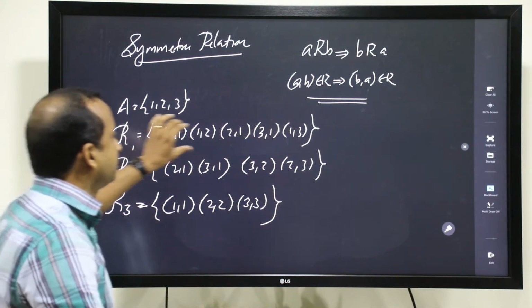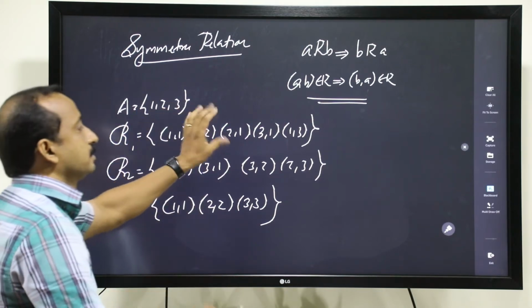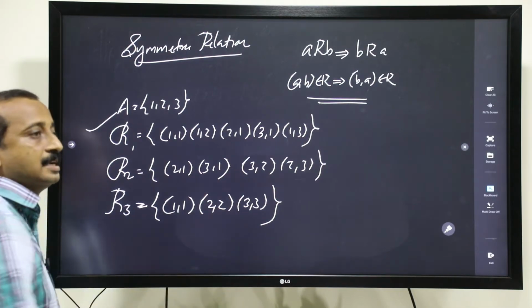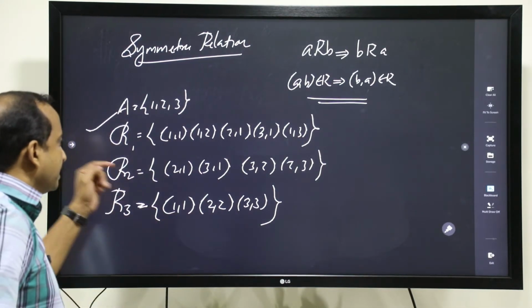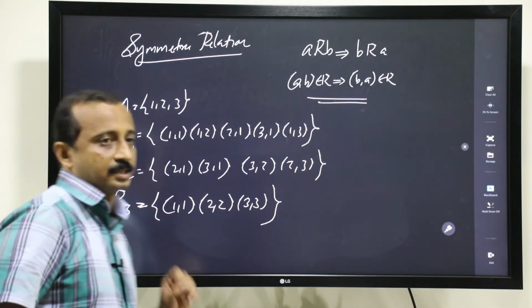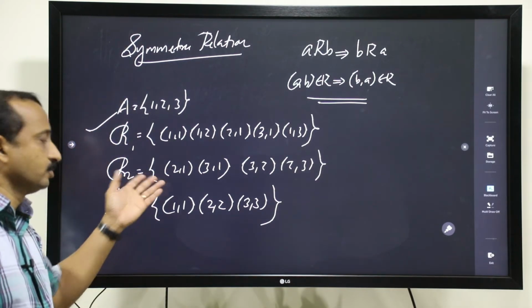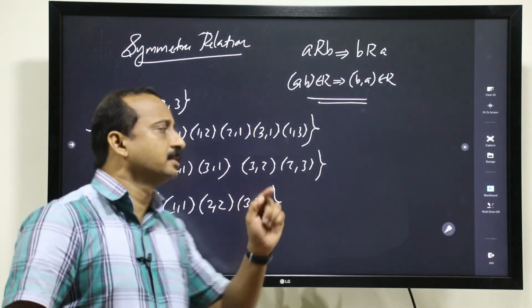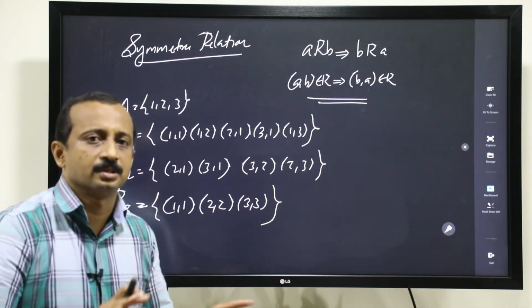So all complete pairs in the reverse order are contained in the relation, so this relation satisfies the symmetric relation. But in R2, 2 1 is contained, but its reverse order 1 2 is not an element of R2. Since one condition fails, this relation is not symmetric.